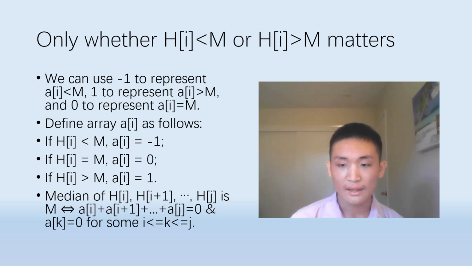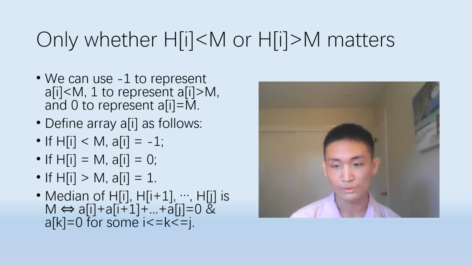So we can convert the condition that the median of h of i, all the way to h of j is m, to the condition that a of i plus a of i plus 1 plus all the way to a of j is equal to 0, and a of k is equal to 0 for some k between i and j.